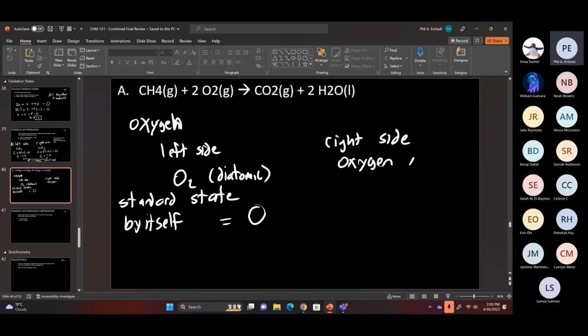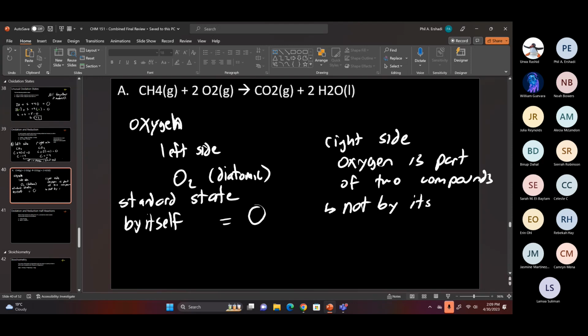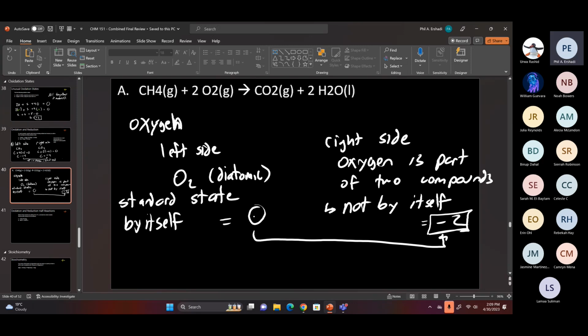Now, if we go to the right side, oxygen is part of 2 compounds. But if it's not by itself, we can safely assume for the purposes of Chem 151 that it's -2. So if you go from 0 to -2, your state has gone down. And when your state goes down, you are reduced.